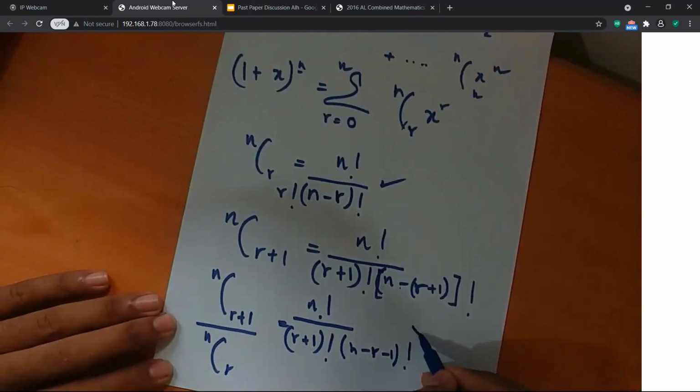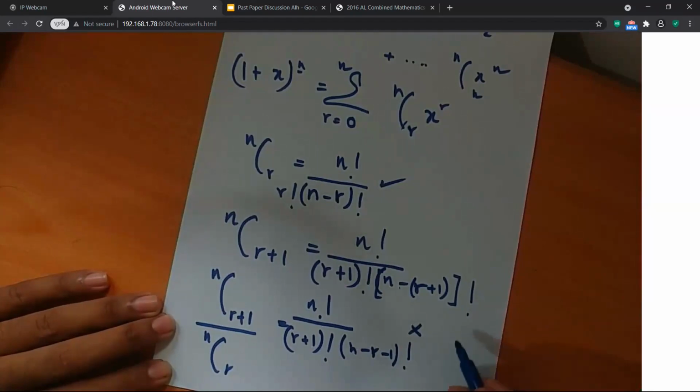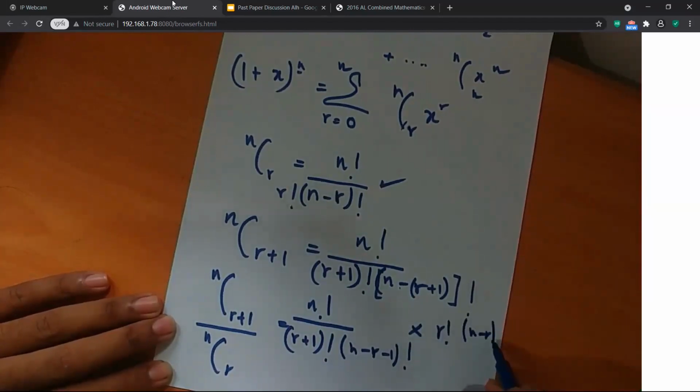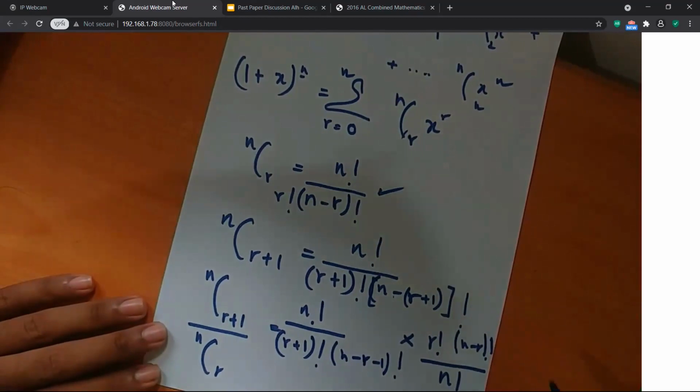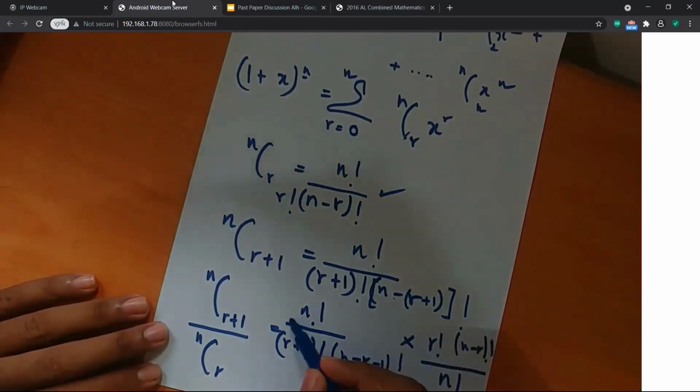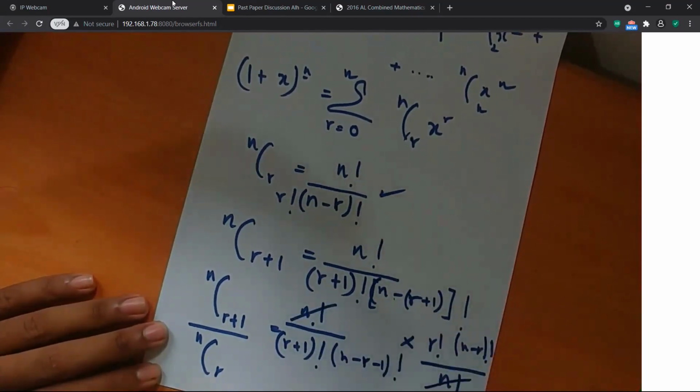And you multiply this. Oh, it's dividing, right? So dividing means multiply by the reciprocal. So the reciprocal of this is factorial r, factorial n minus r, divided by factorial n. Now, how do you cancel factorial? The easy way is that factorial can be cancelled off, right?